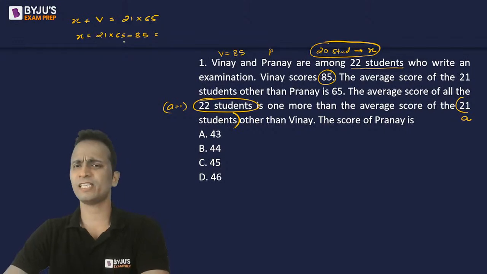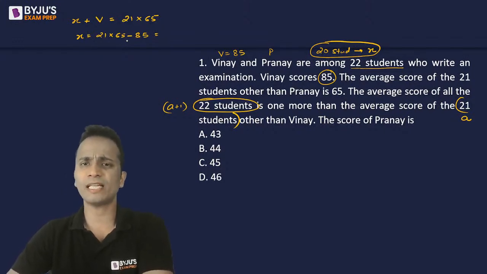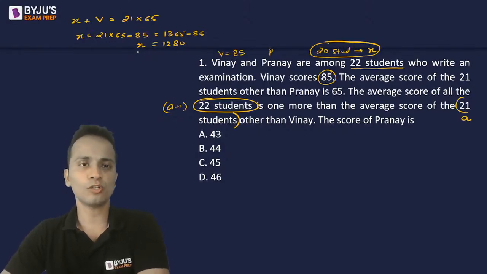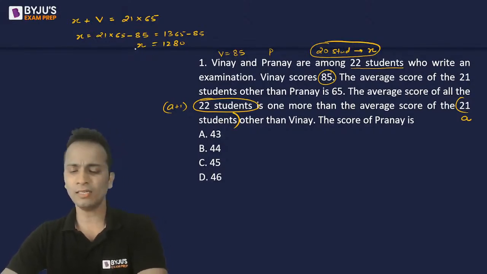So in the first step, I have already got the value of X, that means the sum of the scores of 20 students. Let's calculate: 65 into 20 is 1300, so 21 into 65 is 1365. 1365 minus 85 is 1280. 1280 is the value of X, that means the sum of the scores of these 20 students. Done with the first part.